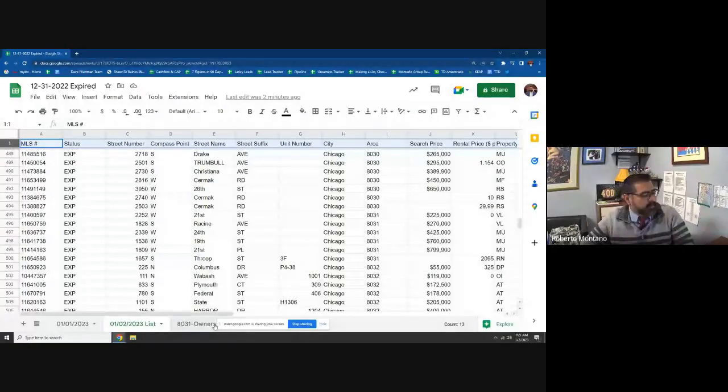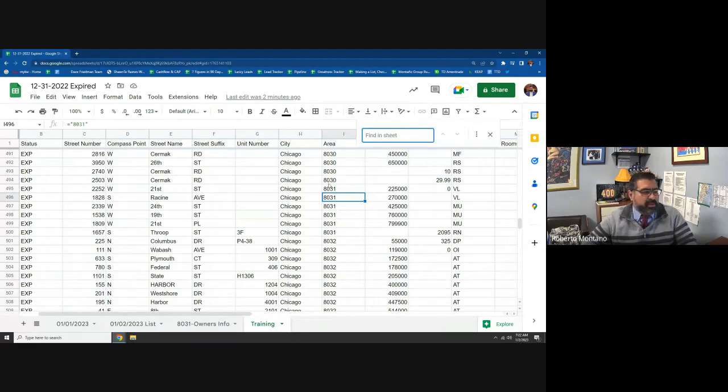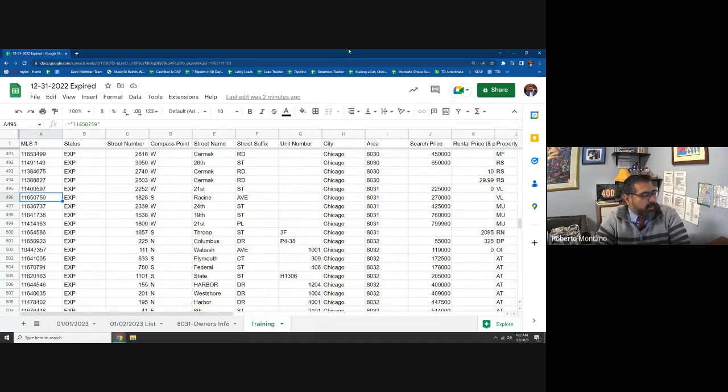Here is a training list that we just pulled. I want to focus on an area called 8031. You just Control F, 8031. There it is. You may have to sort the sheet. So 8031, I see that there are 6 individual files. Let's just start with those.